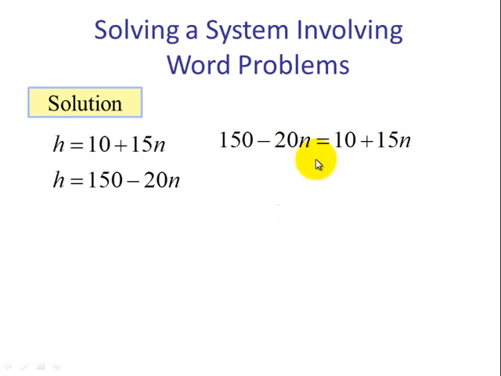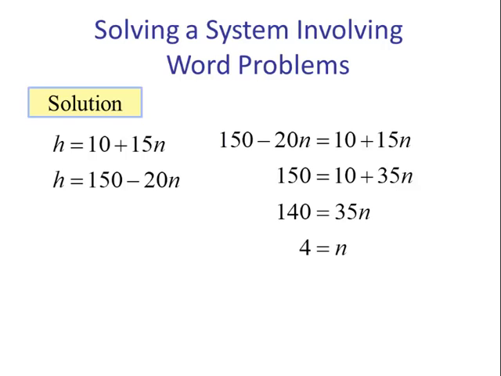We have n's on both sides, so I'm going to add 20n to both sides. So we're left with 150 equals 10 plus 35n. Subtract 10 from both sides and divide by 35. We see that n is 4.